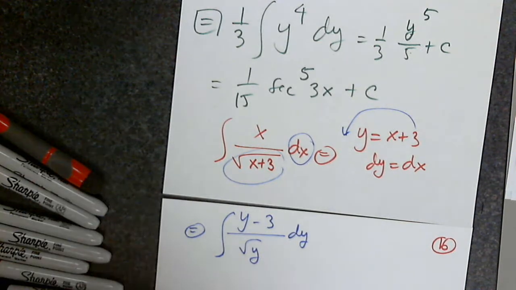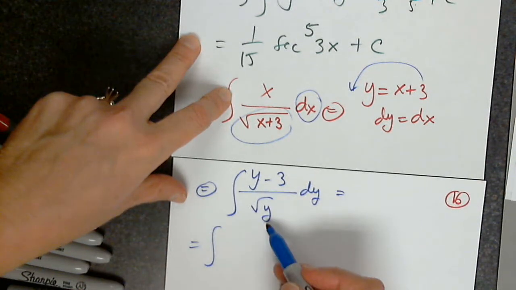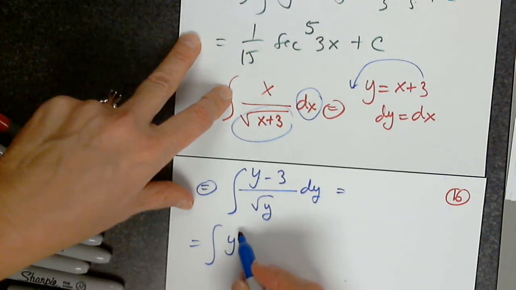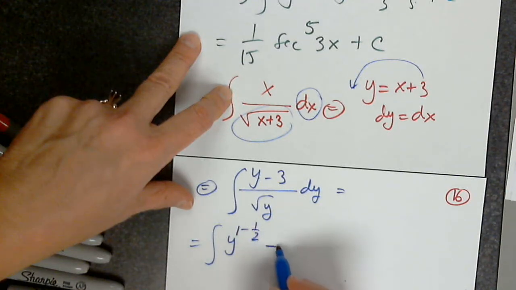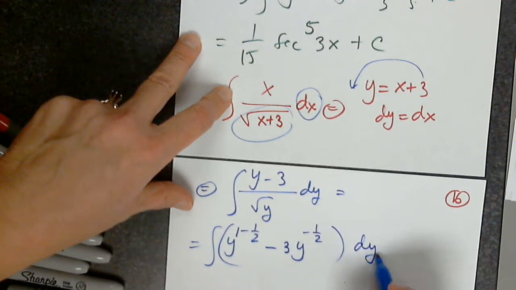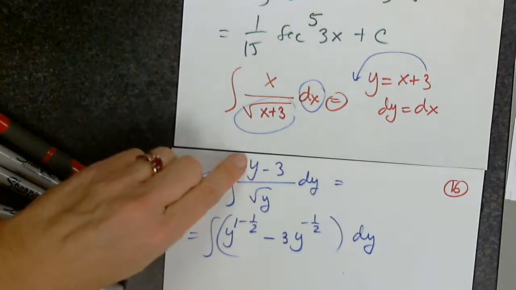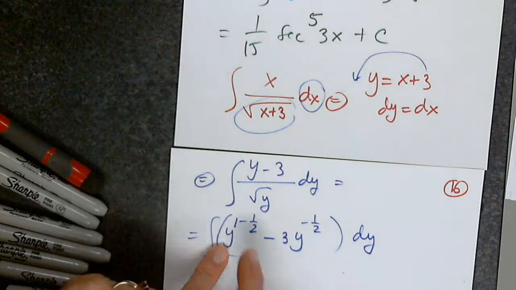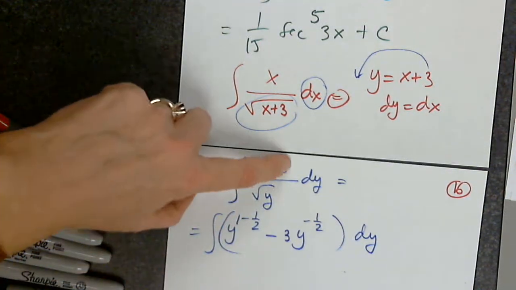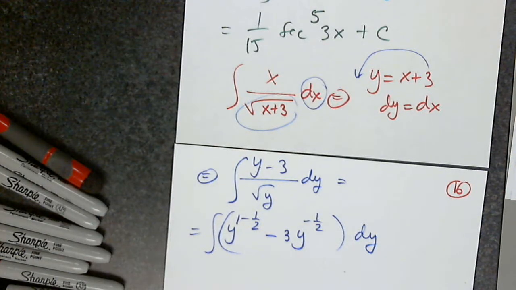I will split it into two pieces. This is y over the square root of y. It's y to 1 minus 1/2, minus 3y to minus 1/2. I separate it into fractions. Y over the square root of y is this, 1 minus 1/2. And minus 3 over the square root of y, which is minus 3y to negative 1/2. Is this okay? Should I show it?